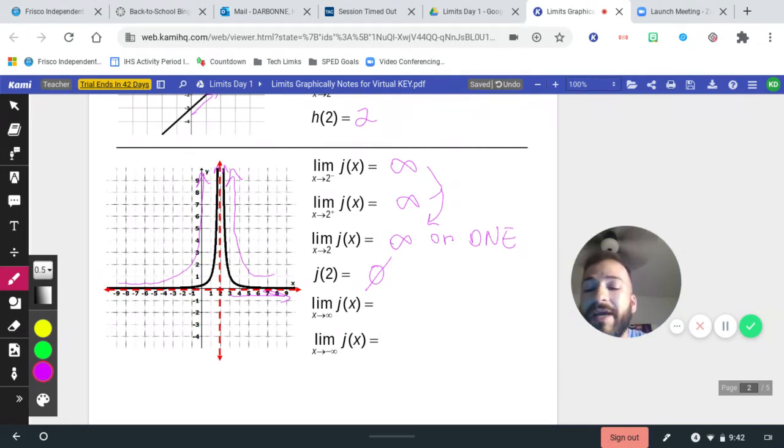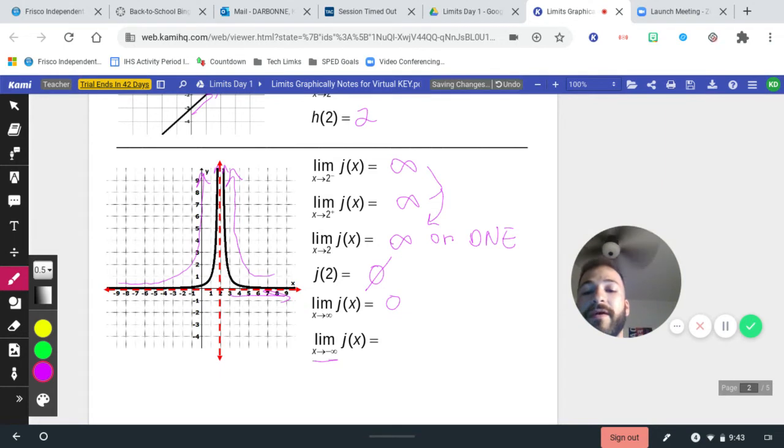But what's there? There's a horizontal asymptote. Do our functions typically cross our horizontal asymptotes? No, they're typically guided by them. So if it just kept going, it's going to get closer and closer and closer to the horizontal asymptote without ever touching it. So what's the y value of this horizontal asymptote? 0. So we'd say our limit as x approaches infinity is 0.